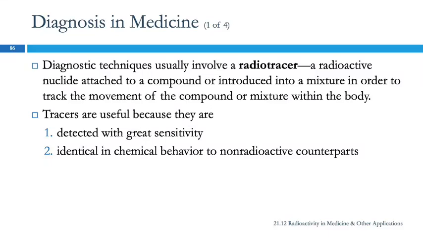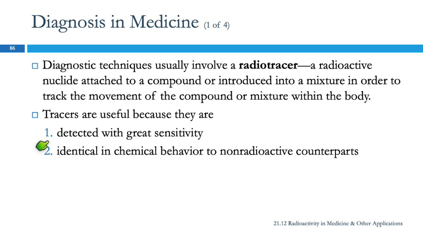Radiation is very useful in medicine, especially diagnostic techniques. So we can use a radio tracer, which is a radioactive nuclide that's attached to a compound or introduced into a mixture, and this allows the doctor to track where that substance is going in the body. So it's a little bit like attaching your Apple AirTag to something, and then you can see where it goes, right? So that's basically what a radio tracer is.